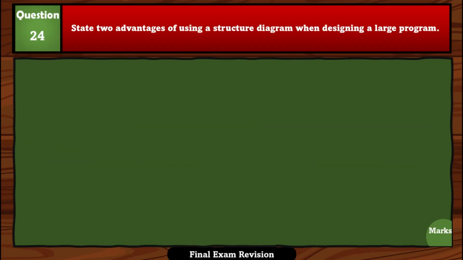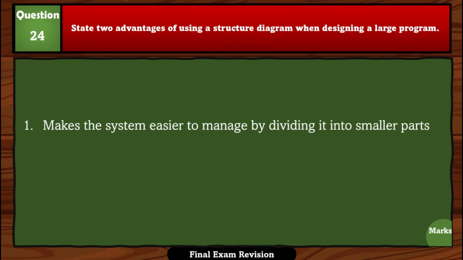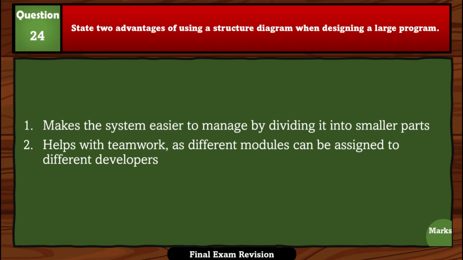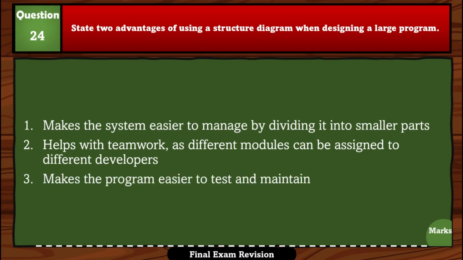Question 24. State 2 advantages of using a structure diagram when designing a large program. Number 1. Makes the system easier to manage by dividing into smaller parts. Number 2, helps with teamwork as different modules can be assigned to different developers. Number 3, makes the program easier to test and maintain.